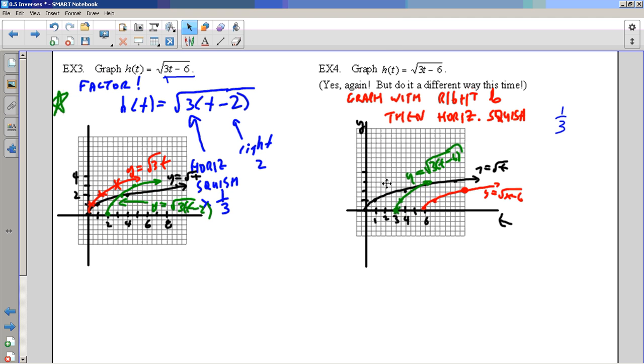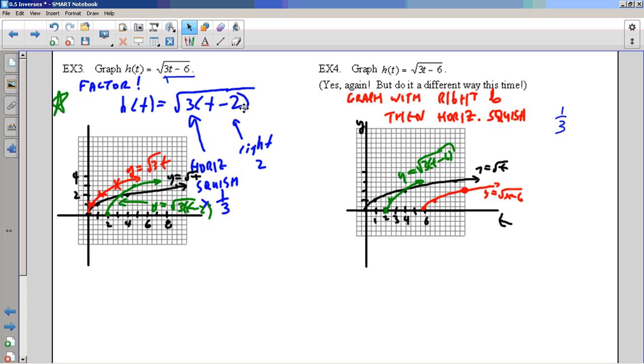I don't know if I can grab that one. Can I grab that one? Yep, there it is. Move it back. Starts at 6, gets horizontally squished back to 2. Everything gets moved, squished back by a factor of 1/3, and then I get that green graph.